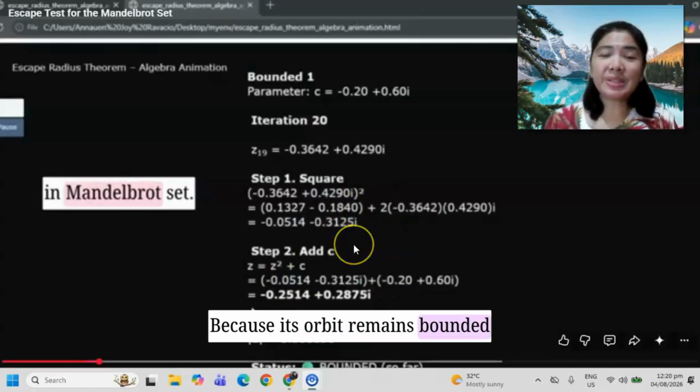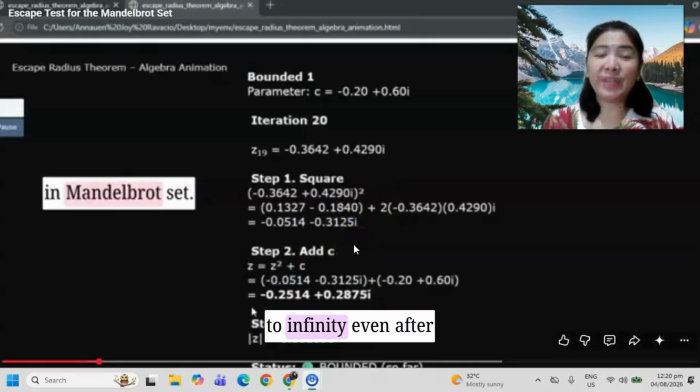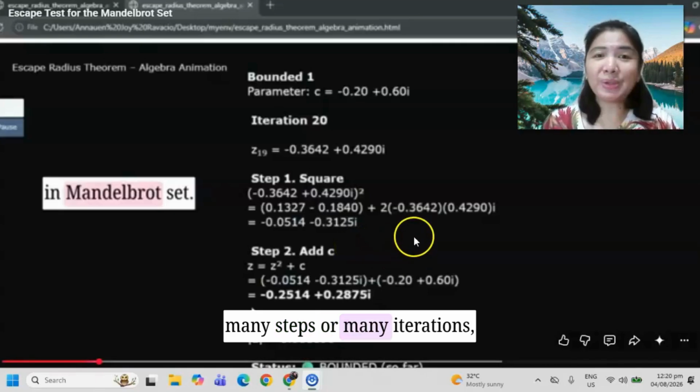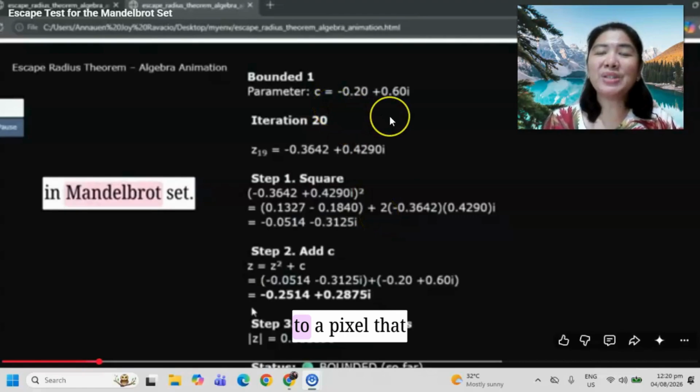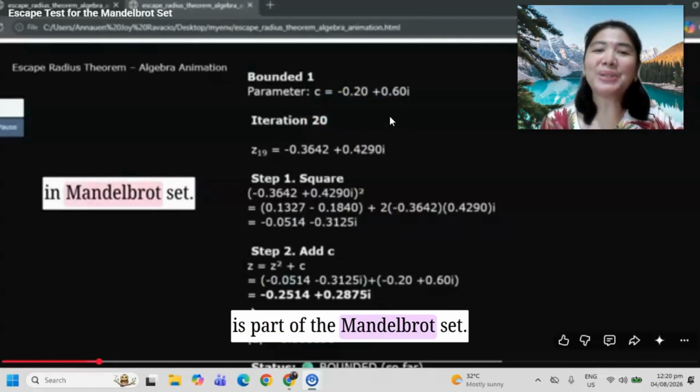Because its orbit remains bounded and never diverges to infinity even after many steps or many iterations, then we can say that this parameter corresponds to a pixel that is part of the Mandelbrot set.